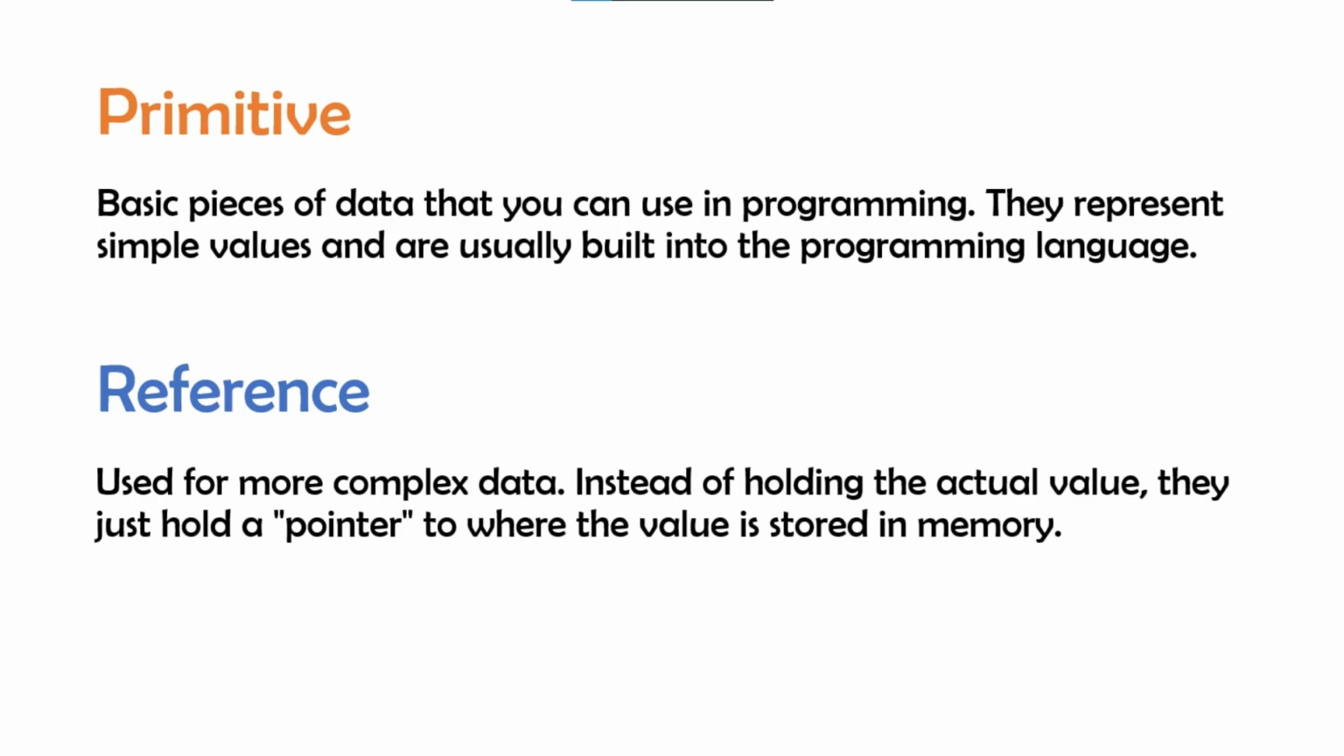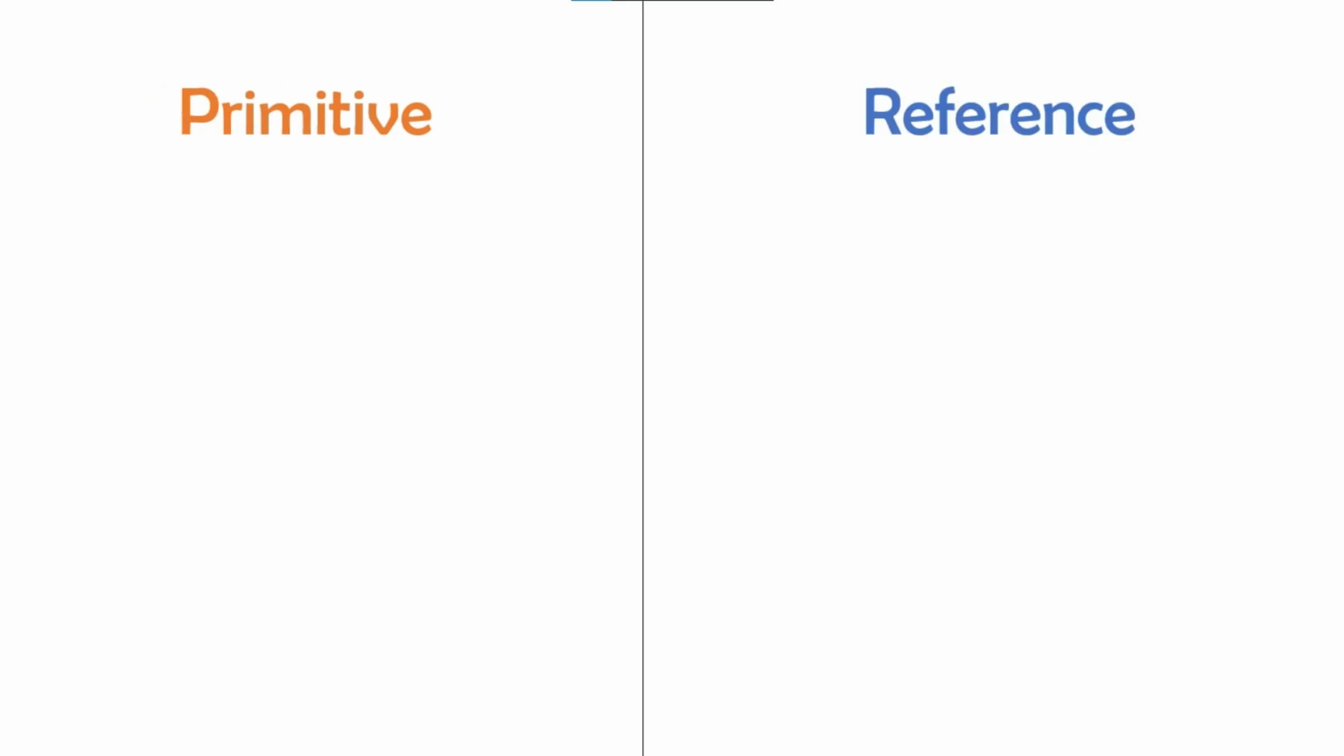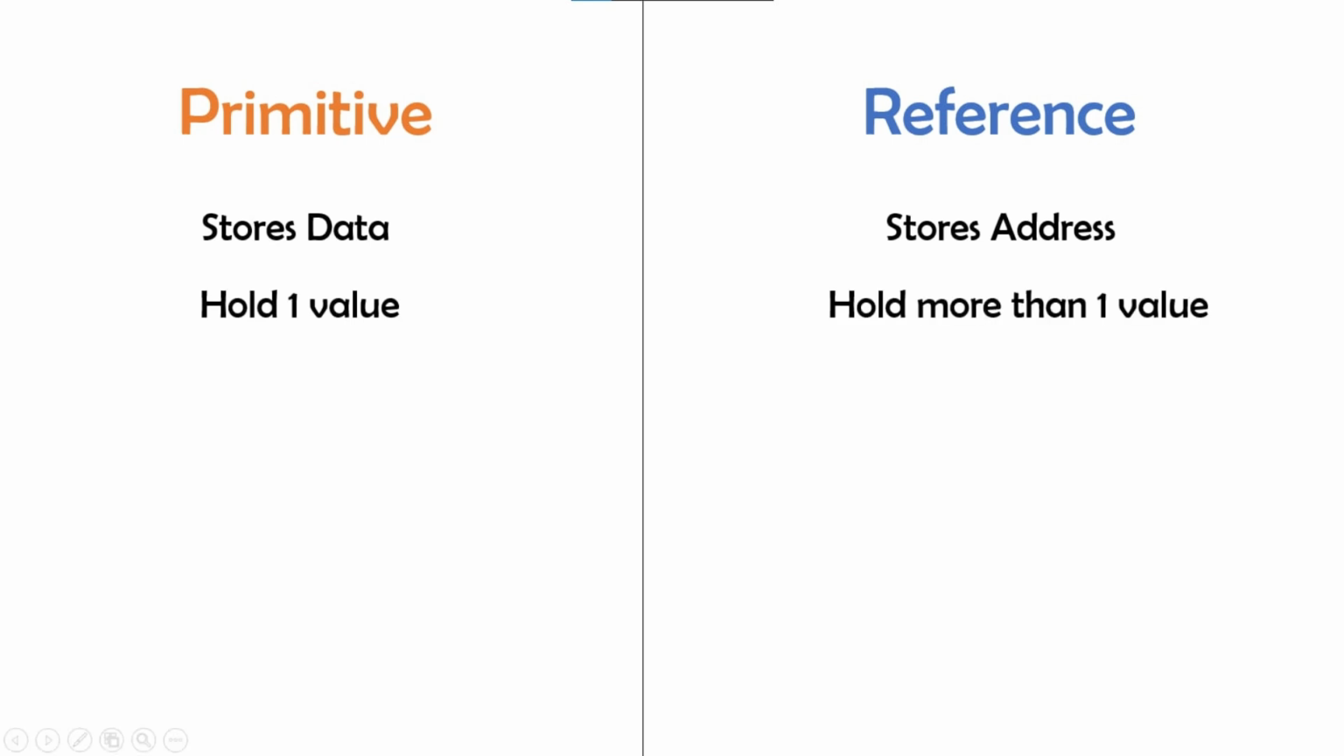Para mas maintindihan nyo, let's compare it. So the primitive stores data, the reference stores an address. Primitive data type can hold one value. Reference can hold more than one value. Primitive uses less memory and reference uses more memory. So that's basically all you need to understand.